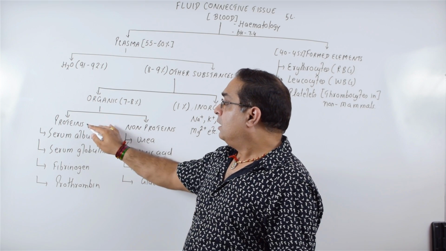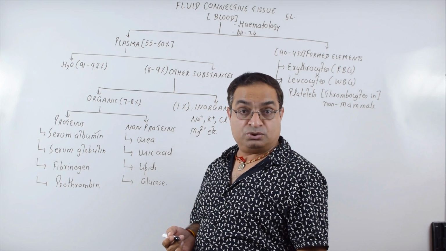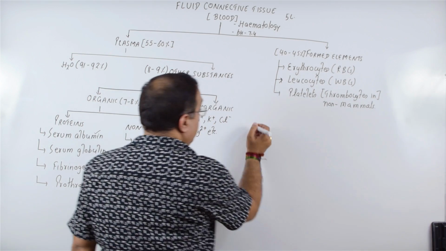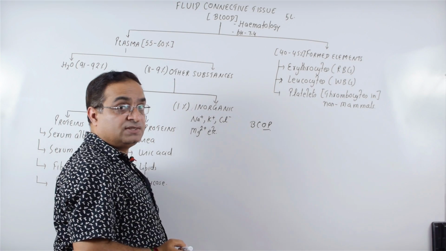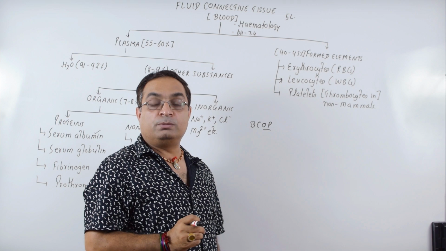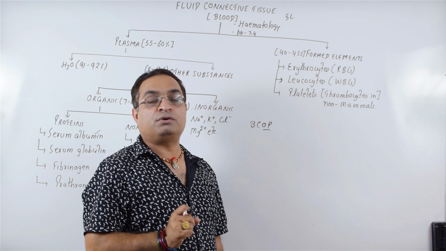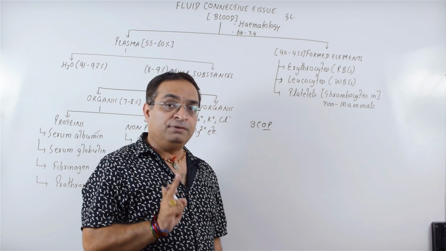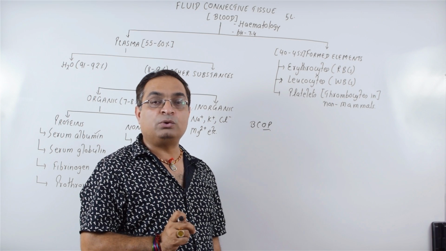Now, serum albumin, as I said, is the most abundant blood protein. It maintains blood colloidal osmotic pressure, that is BCOP. You know that female mosquitoes suck human blood because they require serum albumin blood protein for forming their eggs. It's only the female mosquitoes which bite because they have piercing and sucking type of mouth parts.